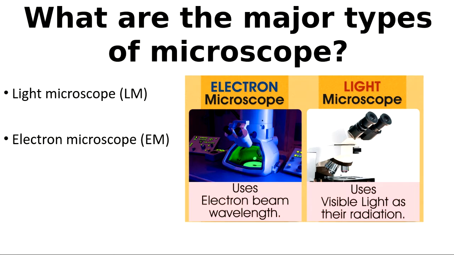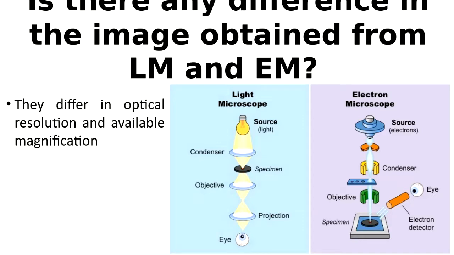Yes, the slides. You have to read and know everything that is there in the PowerPoint presentation. So we may ask, electron microscope uses what? Electron beam wavelength. Light microscope uses visible light as its radiation. Every slide, whatever is focused here, is important.